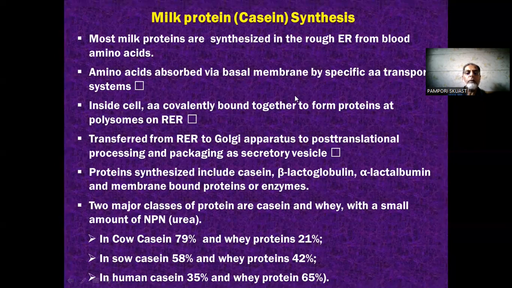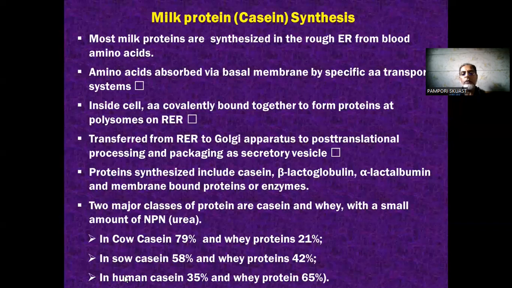Then they get transferred from the endoplasmic reticulum to the Golgi apparatus for post-translational processing and packaging as secretory vesicles. So almost the same route as lactose takes, through the rough endoplasmic reticulum, forming secretory vesicles. Here again, the amino acids coalesce together, get packaged in the Golgi and then secreted as secretory vesicles, reach the apical membrane, fuse there and push those contents into the lumen, into the milk. So proteins synthesized include caseins, beta-lactoglobulin, alpha-lactalbumin, and membrane-bound proteins or enzymes.